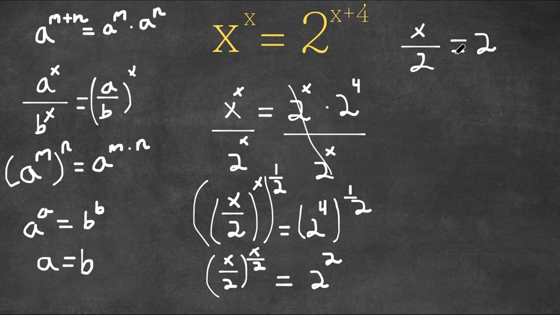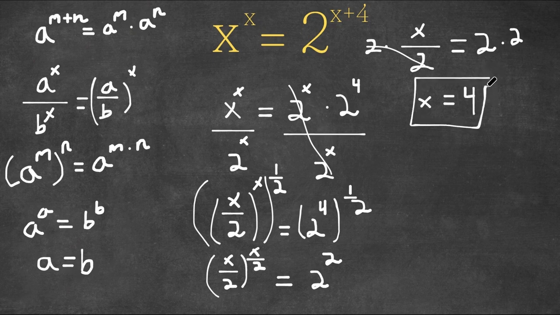Now, as you can see, we have a simple equation. We simply multiply both sides by 2. These two cancel out, and we have x is equal to 2 times 2, which is 4. So 4 is our answer.